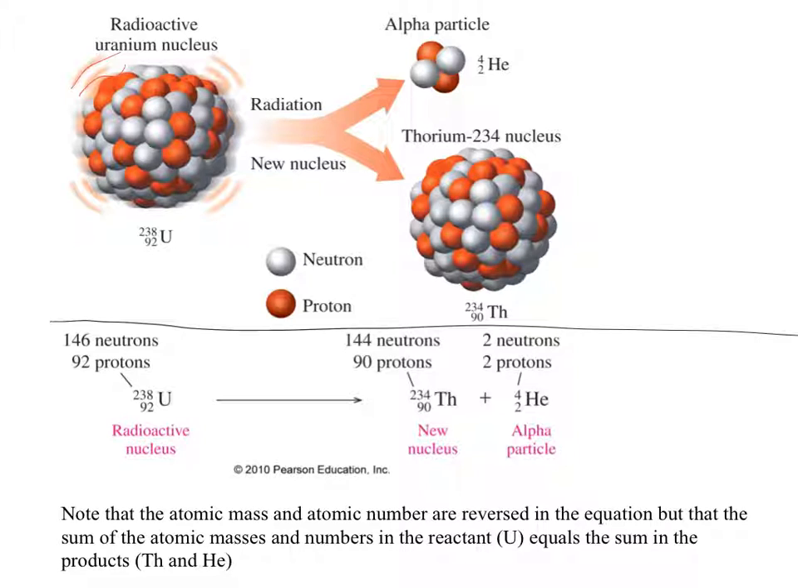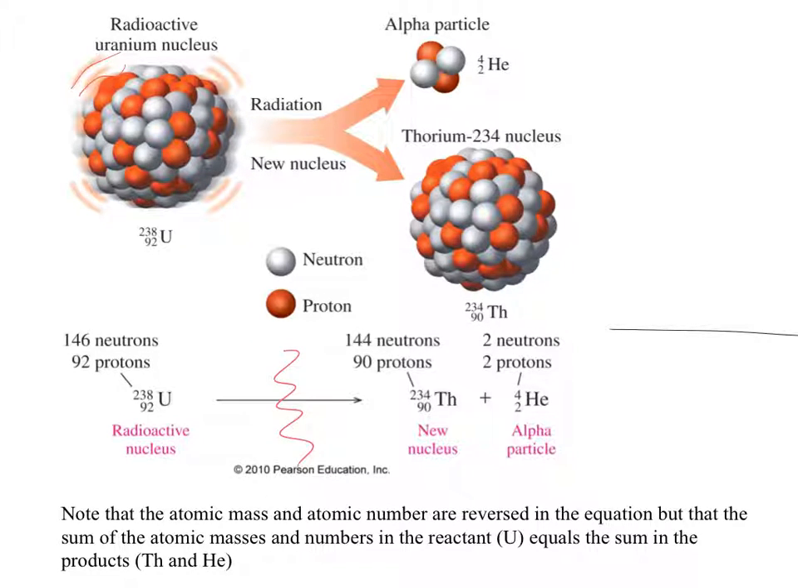So for instance, if I have uranium-238, the top number is 238, the bottom number is 92. So I have 92 protons, because that's the atomic number. And when you subtract these two, I get 146 neutrons. You don't honestly even need to look at the neutrons, but we're looking at the numbers. So in fact, let me just erase that. The numbers have to add up to the same.